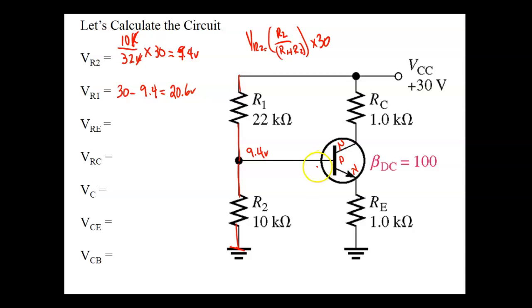Well, we're going to treat this guy like one of these right here. So how much voltage is the base to emitter going to drop? If it's silicon, it's going to drop about 0.7 of a volt. So what would VRE be equal to? Well, VRE is going to be equal to 9.4 minus 0.7. So what's that going to be equal to?